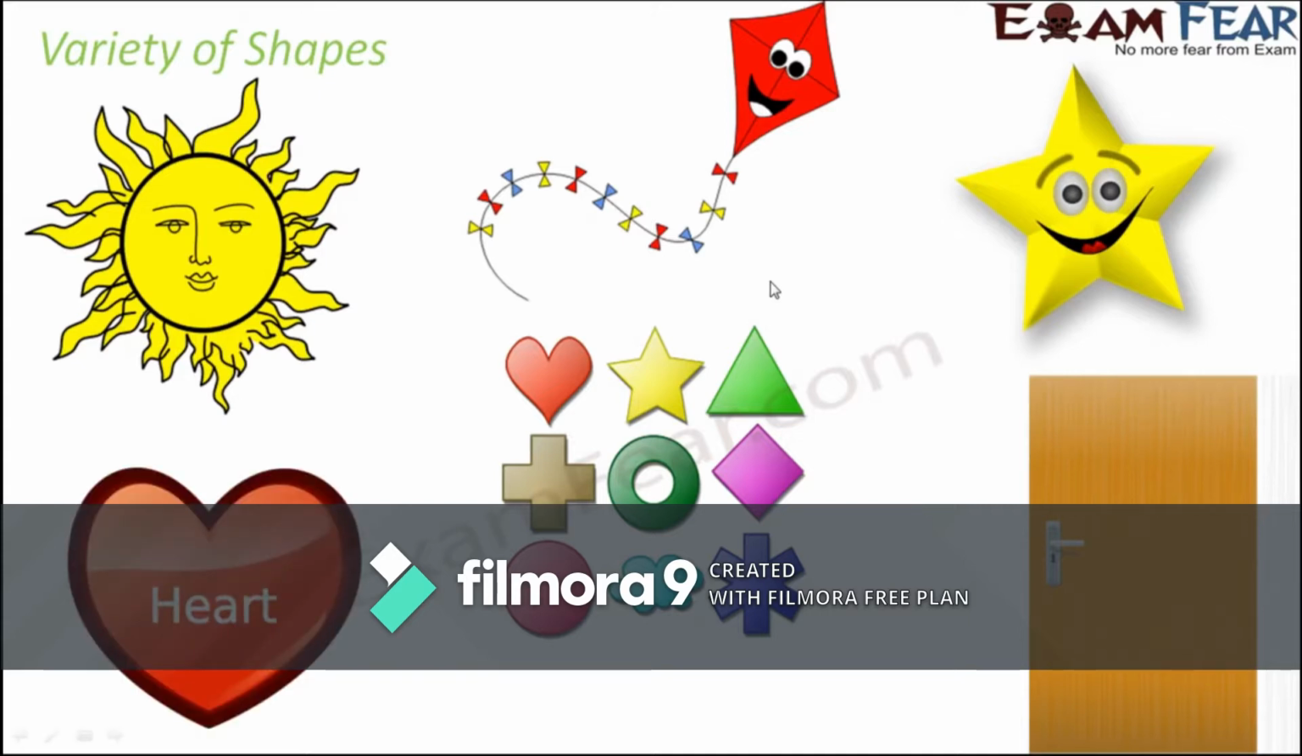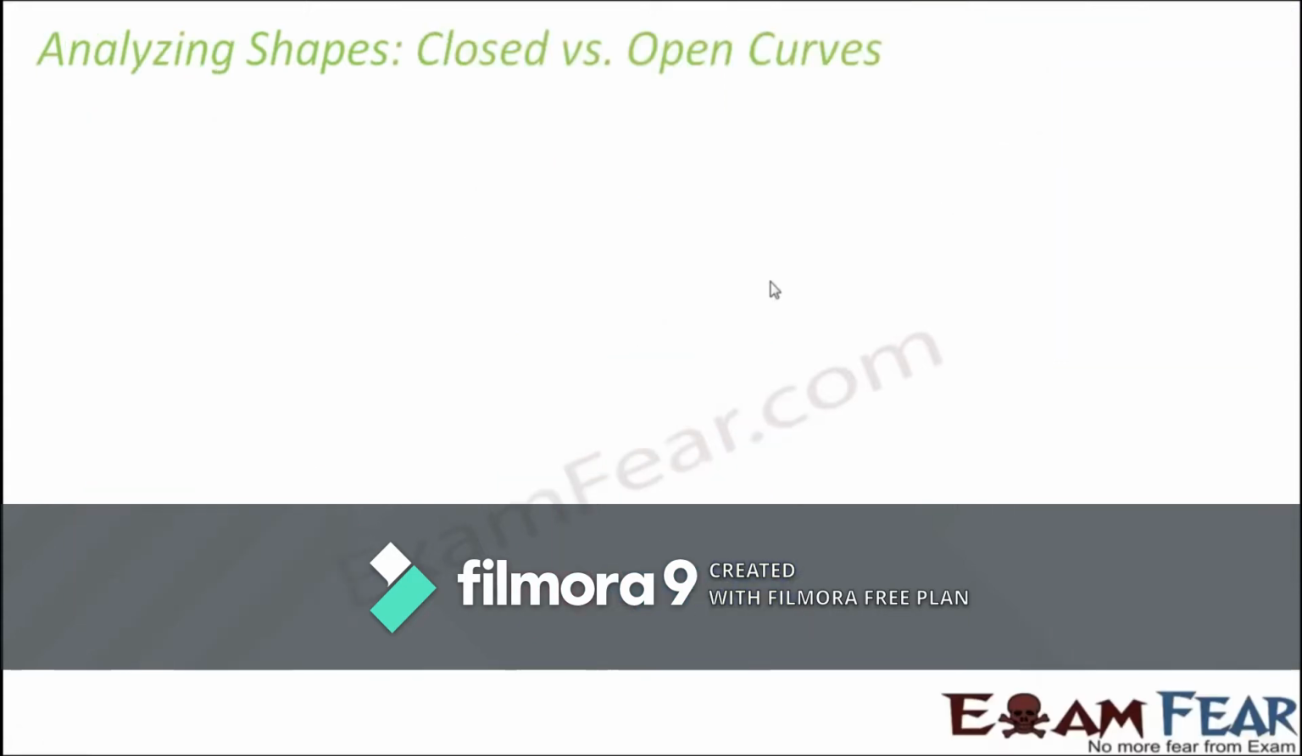You think of the shape of a heart. That's again quite a different shape. So there are so many objects around us, and we see all of them with different and distinct shapes. So in this lesson, we are going to analyze these shapes. Now analyzing these shapes, we have concluded that curves can be of two types. It can either be a closed curve or it can be an open curve.